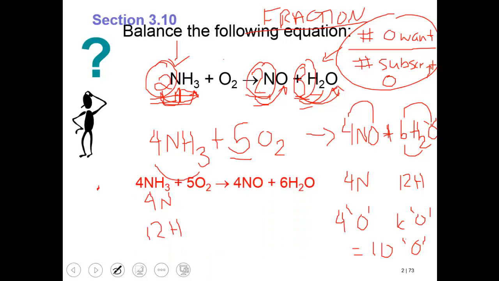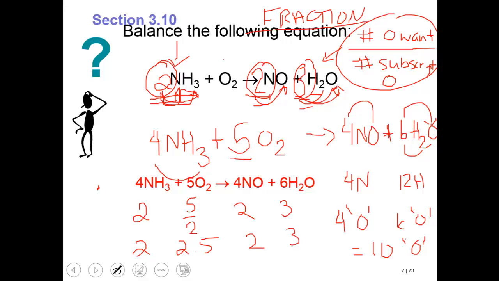So here's our balanced reaction without fractions. Otherwise, with the fractions, this would have been a 2 coefficient, a 5 halves, a 2, and a 3. That is also balanced. Or you could have said 2, 2.5, 2, and 3. Either one.